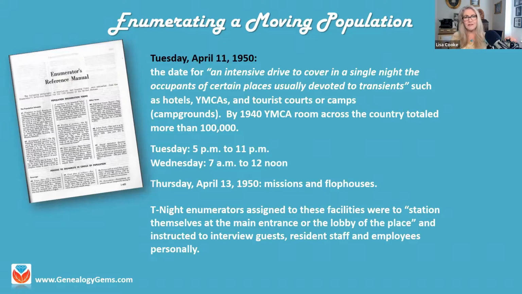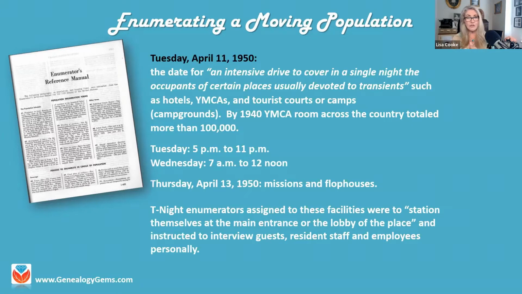And to give you a perspective, the YMCA was a really popular place to stay. It was very affordable, particularly for these young men who were single and out and looking for work. And there, in 1940 alone, there were over 100,000 rooms at the YMCA. So that's potentially a lot of people who we might think got missed, but actually were staying somewhere else.